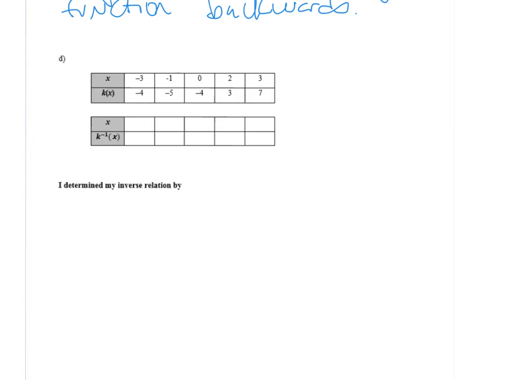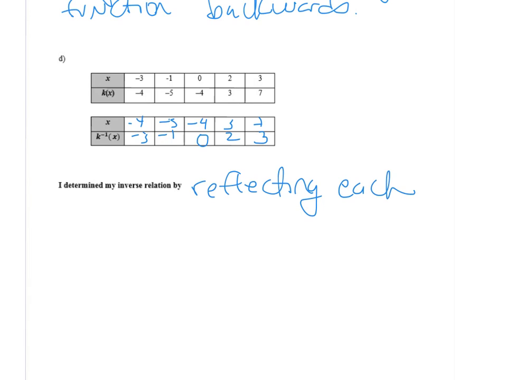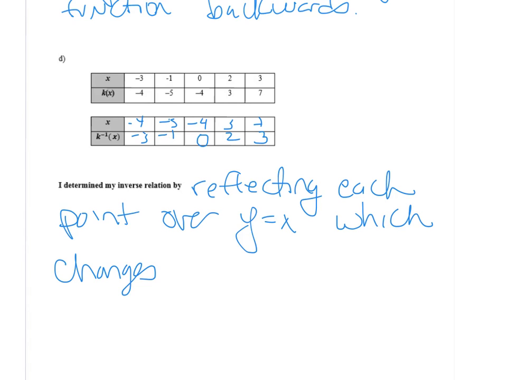And now for D, I'm going to make all the k of x's x and all the x's the inverse. I determine my inverse relation by reflecting each point over y equals x, which changes x, k of x to k of x, comma x.